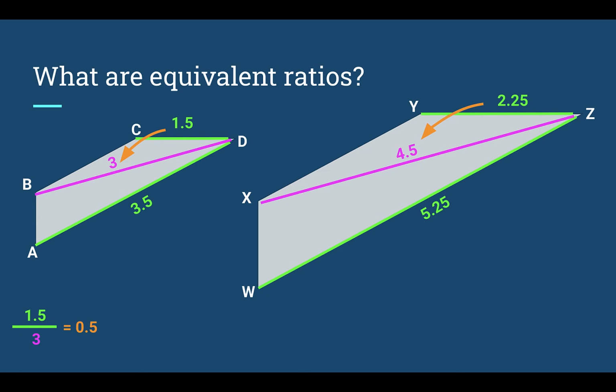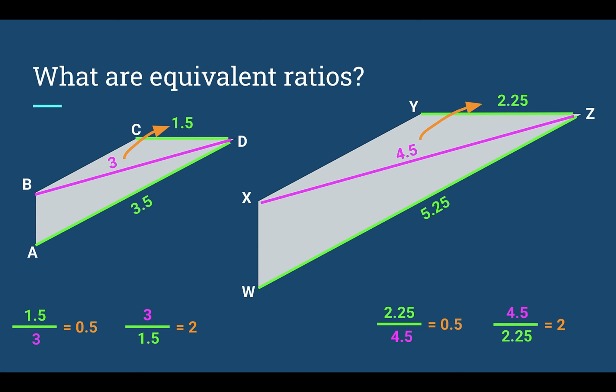If I look at the corresponding distances on our larger shape, 2.25 compared to 4.5, I should get the same ratio, which I do, 0.5. I can tell that these are scale copies of each other because they follow the same ratio. If I were to reverse that and do my ratio of 3 to 1.5, that ratio would be 2. If I were to reverse the other, 4.5 to 2.25, again, it's the same ratio. They are equivalent ratios.